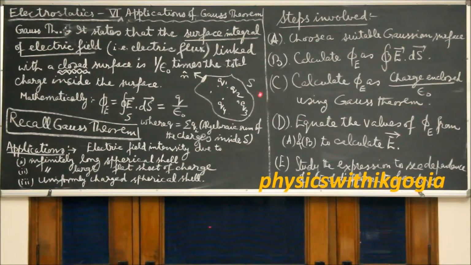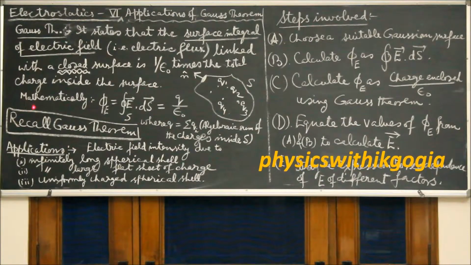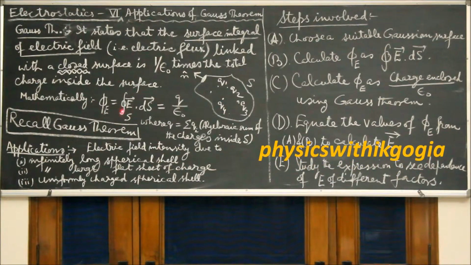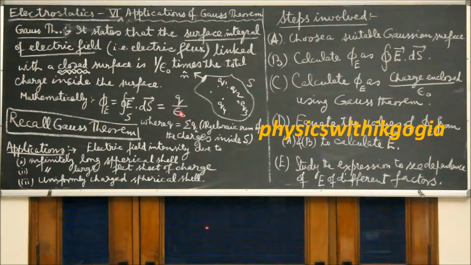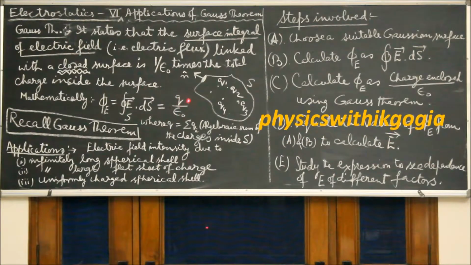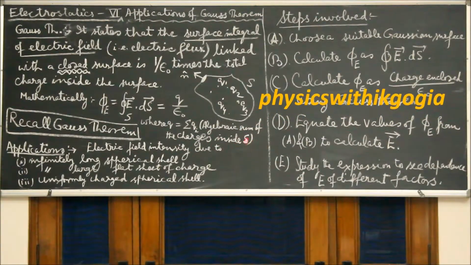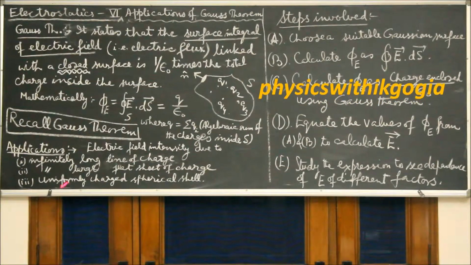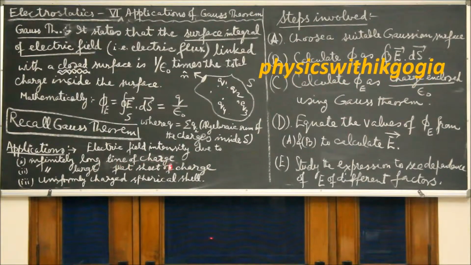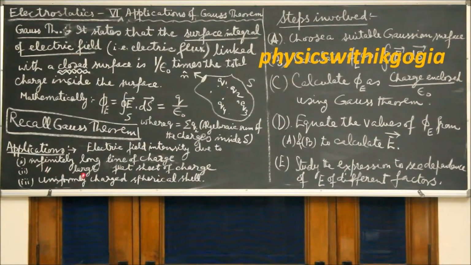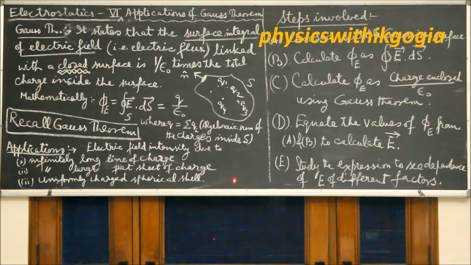For example, if we have this closed surface S and these are the various charges present inside the surface, then mathematically flux phi E is equal to integral of E dot ds over closed surface S, which is 1 over epsilon naught multiplied by the charge enclosed in the surface, where Q is the algebraic sum of the charges inside S. The applications to be studied are the electric field intensity due to an infinitely long line of charge, due to an infinitely large flat sheet of charge, and due to a uniformly charged spherical shell.